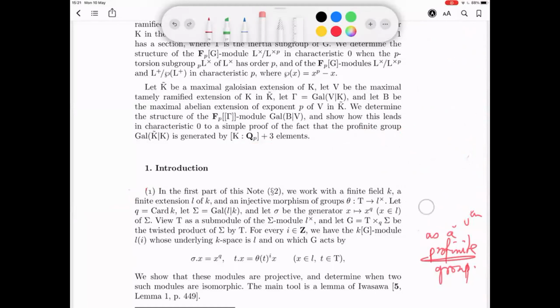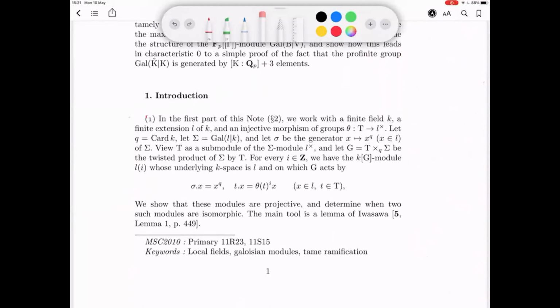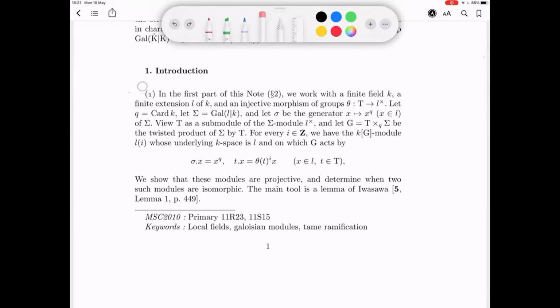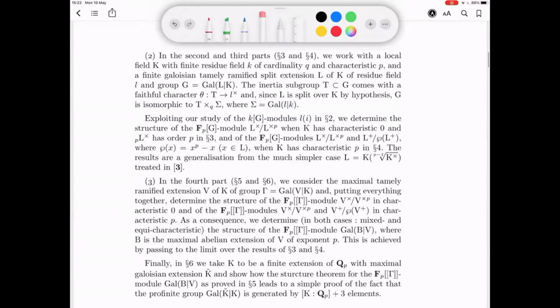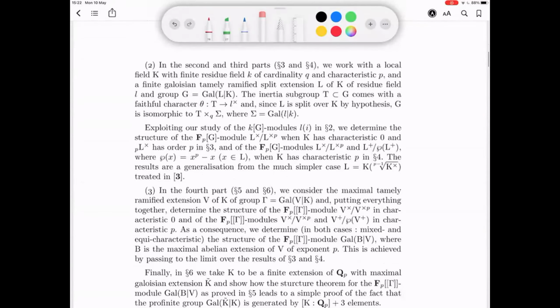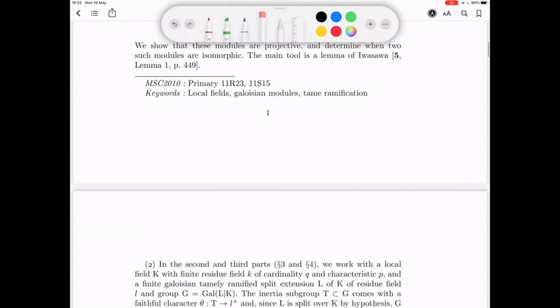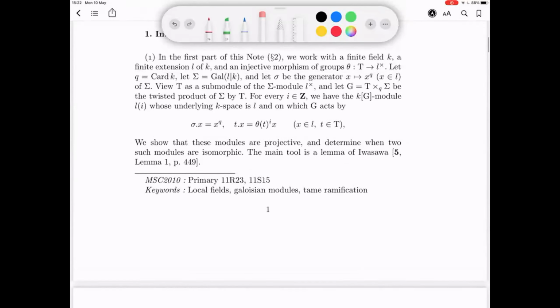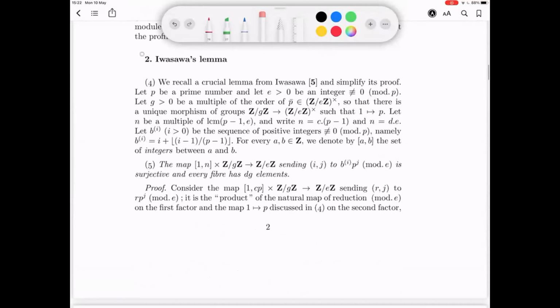So I don't know whether I'll get the time to show that this absolute Galois group is finitely generated in the characteristic 0 case, and that this many elements suffice. But we will see. So let's start. The first part is actually going to be totally unrelated in some sense to P-adic fields. As for section 1, the introduction, I don't need to go into it, because that's what I've been telling you. So let's get to section 2.